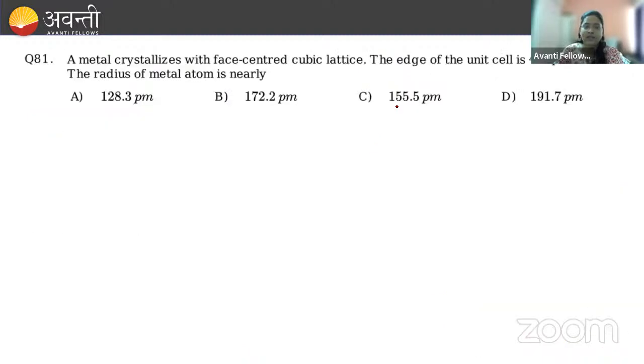A metal crystallizes with a face-centered cubic lattice. The edge of the unit cell is 440 picometer. The radius of the metal atom is nearly? So here we have to find the radius of the metal atom for the face-centered cubic lattice. Do you know what the radius equation is for FCC? For FCC, 4R is equal to root 2 A.